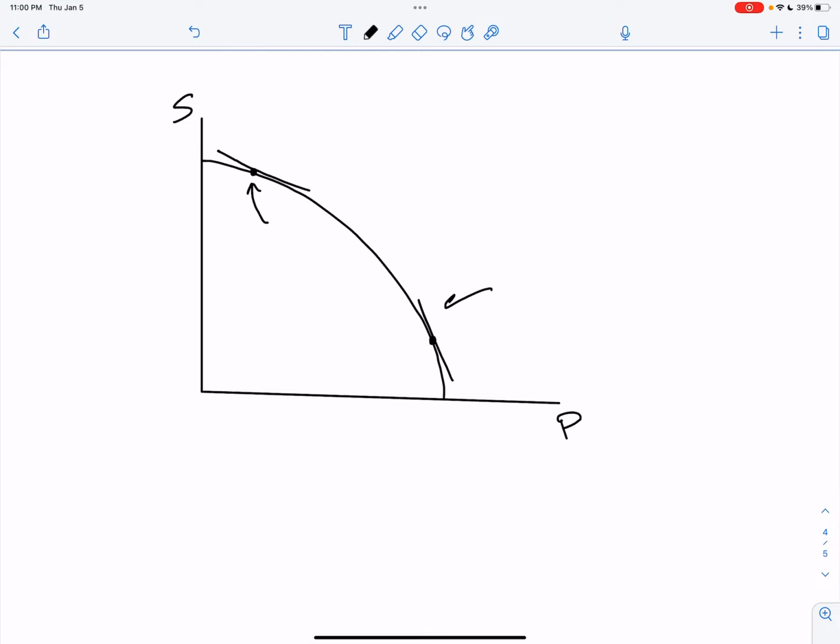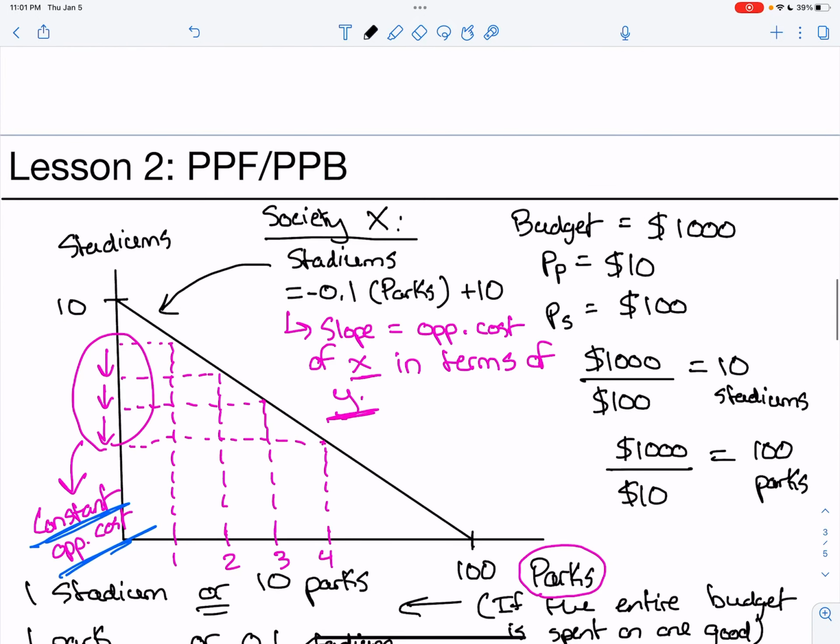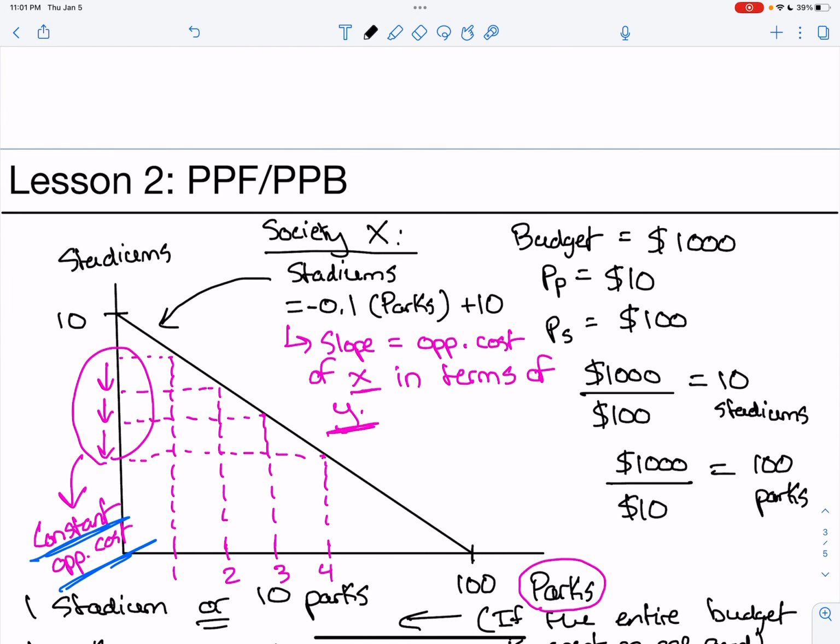Well, we notice that this one is steeper. You'll notice that the tangent lines are getting steeper as we move down the curve. That's just another way of saying that the opportunity cost of P in terms of S, right? As we said, the slope is the opportunity cost of P in terms of S, and it is getting bigger. Once again, increasing opportunity cost, whereas, of course, on a linear PPF, the slope is just the slope, right? We have one slope, and it's constant.